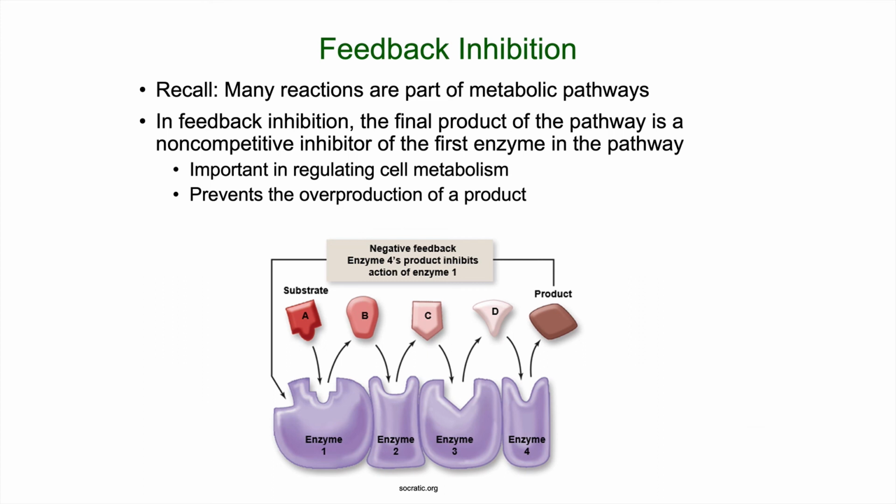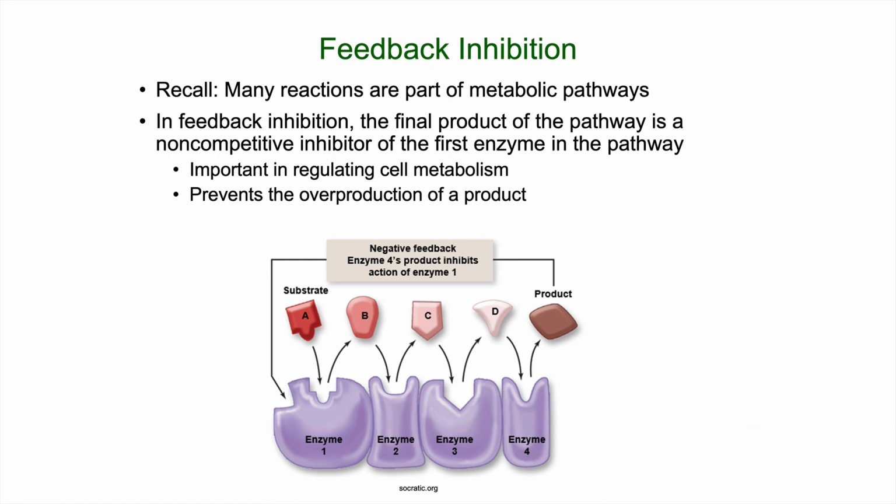The last type of inhibition we want to look at is feedback inhibition. And remember from the last lecture that many reactions, and in fact almost all reactions, are part of metabolic pathways. They're a slow, gradual change from what our initial substrate is to our final product. And in the example pathway down below, you see there are 4 enzymes. And we start with an initial substrate. And the first enzyme is going to convert that to a product. But it's not the final product.